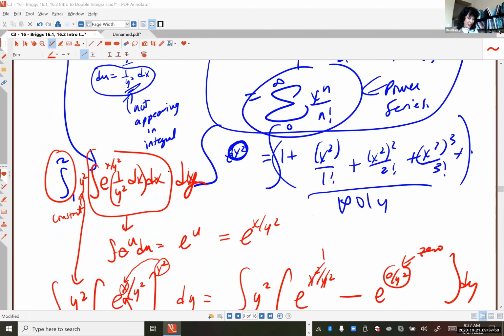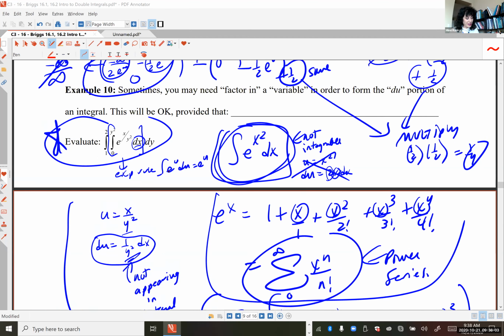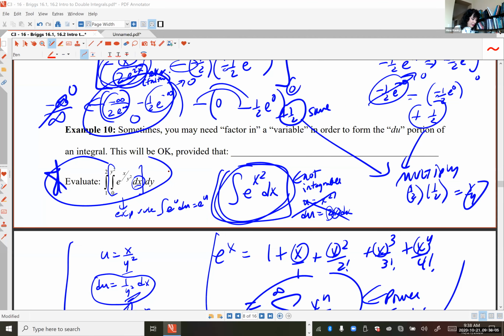Okay, so just to recap, you can put in a variable if it's not really a variable with respect to the integration. So when it says provided that, you're provided that it's a constant with respect to the variable of integration. That's when it's legal.